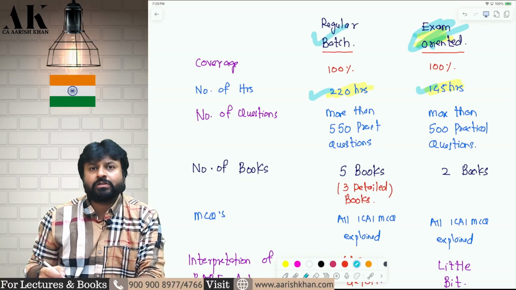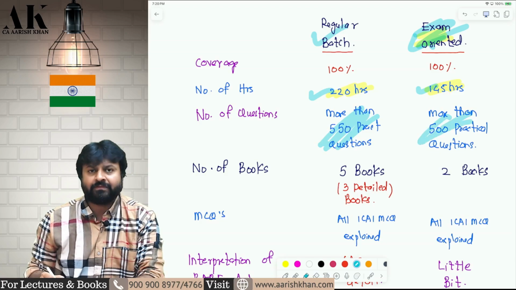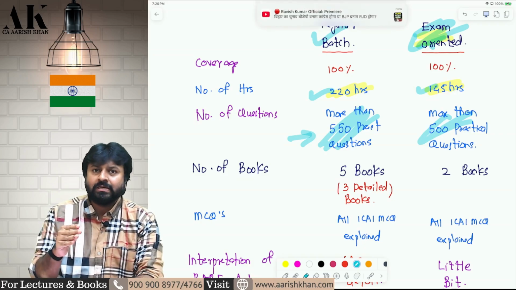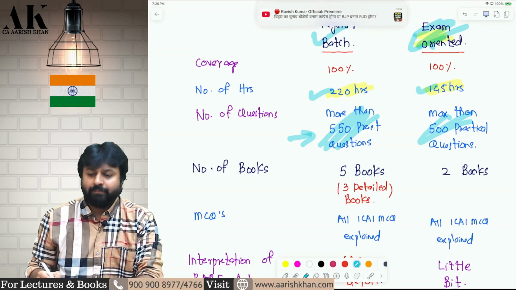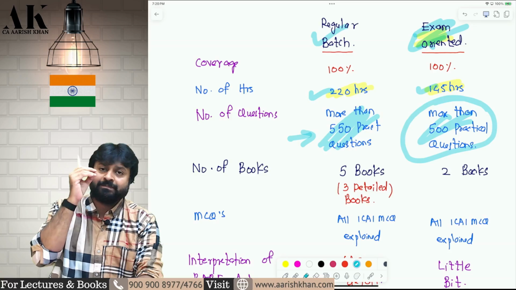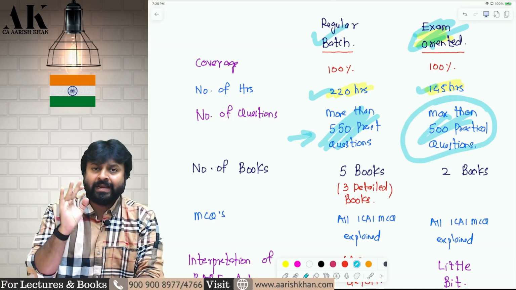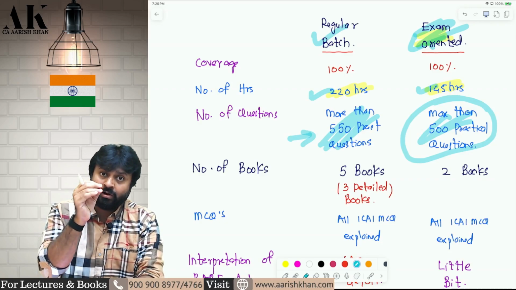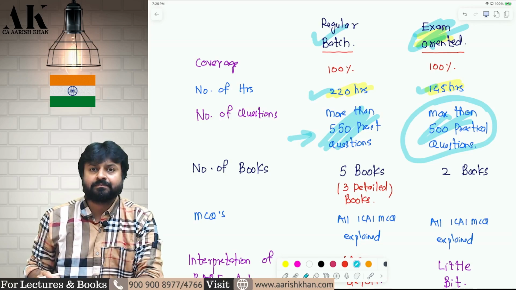As far as the number of questions is concerned, in both the batches we cover more than 500 questions. In the regular batch we cover slightly more questions because we have some extra time. But in the exam oriented batch also we cover more than 500 questions, covering all ICAI RTPs, past 8 attempt RTPs, past 8 MTPs, and past 8 attempt exam papers. All of them are covered in the class, and all are updated as per the latest Finance Act.